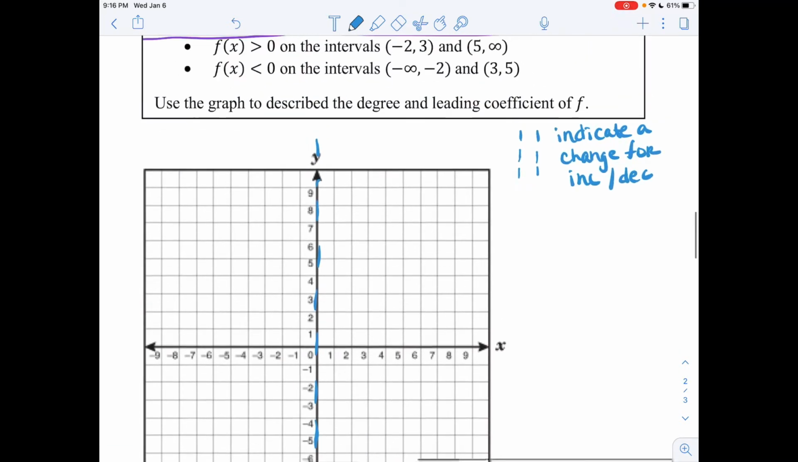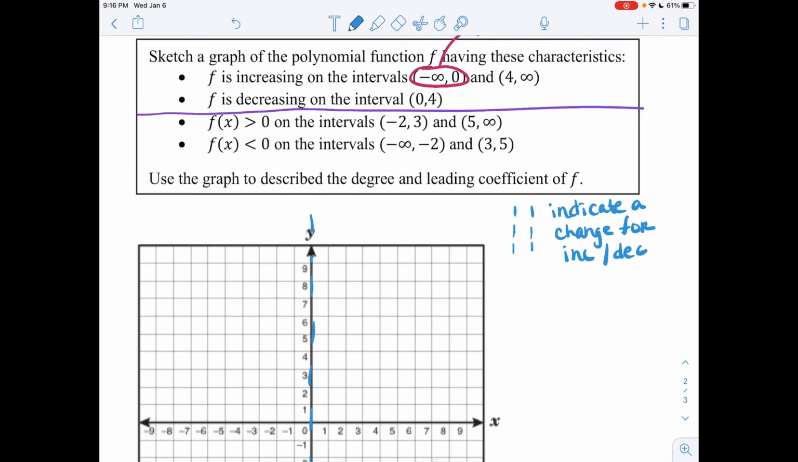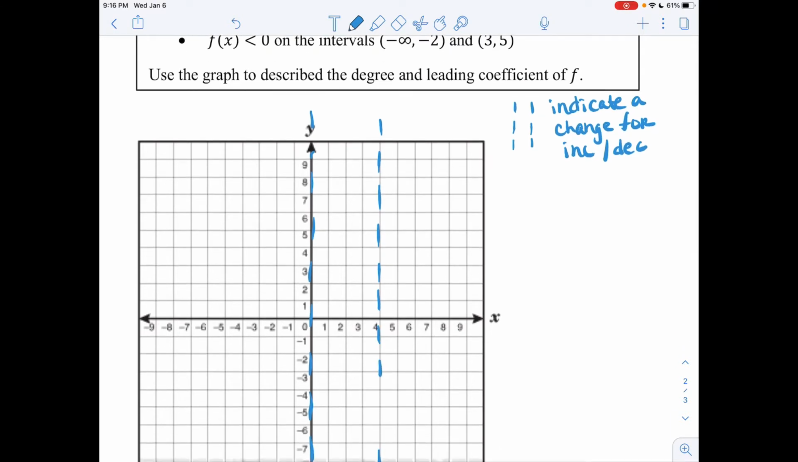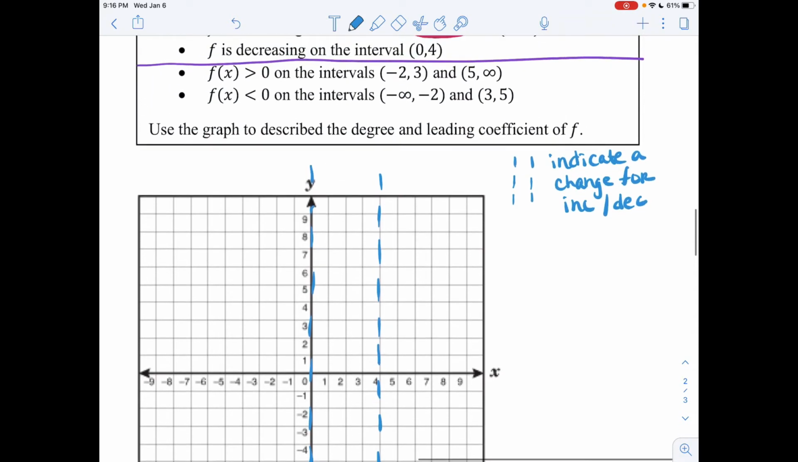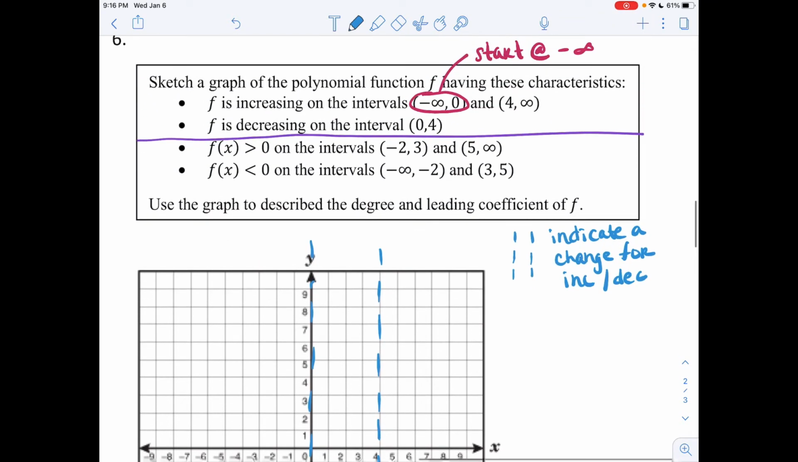Okay. We also know that from 4 to infinity, we are increasing as well. So at positive 4 as an x value, I'm also going to draw a dashed line. This is just kind of breaking the polynomial that we're going to graph up into some regions, basically. Okay, so that's our change from increasing to decreasing. Notice also that it says we're decreasing from 0 to 4. Well, that makes sense. In between the intervals that we're increasing, we should be decreasing.